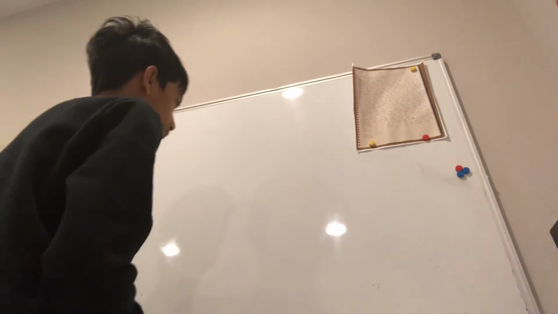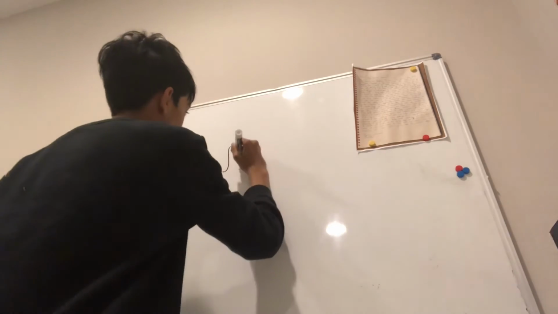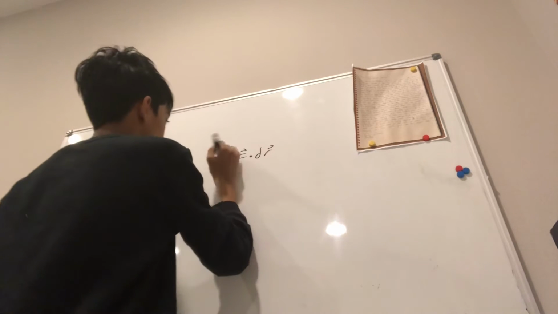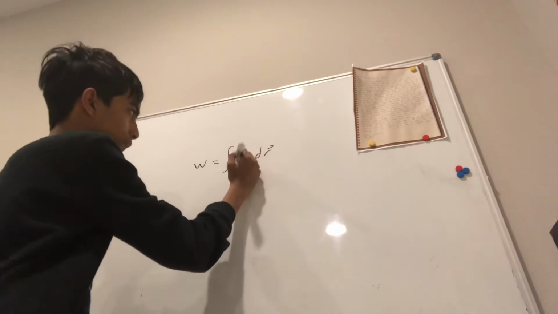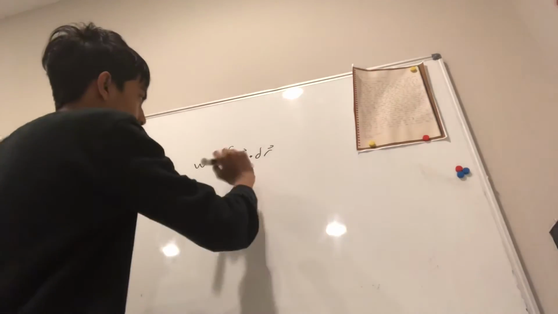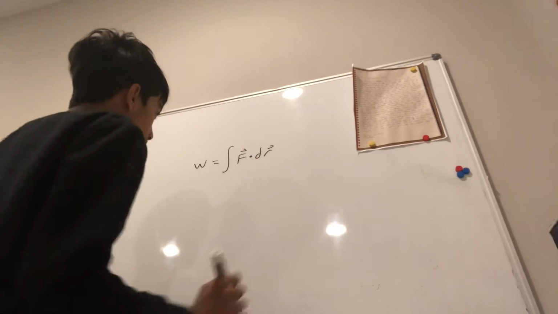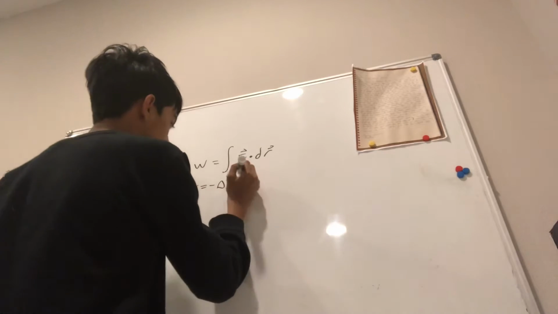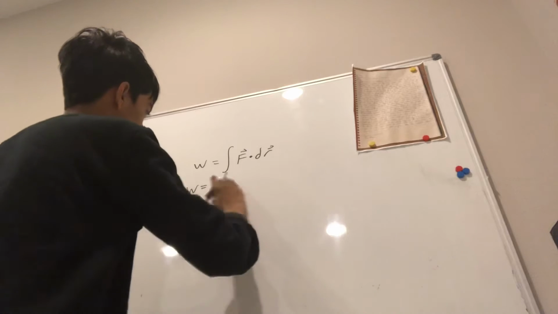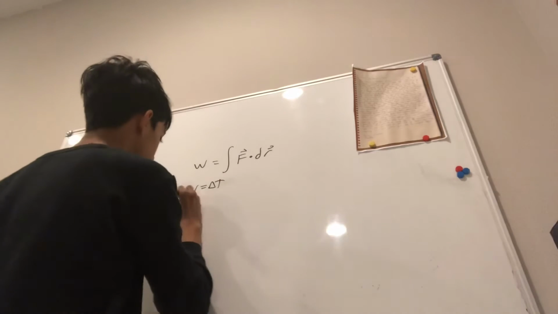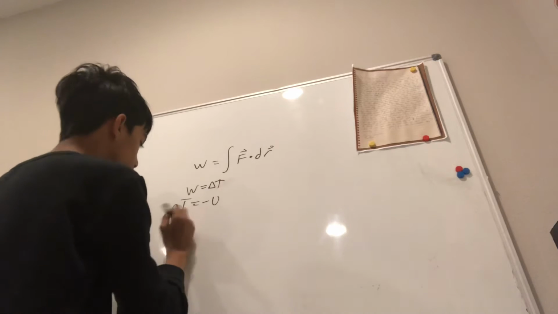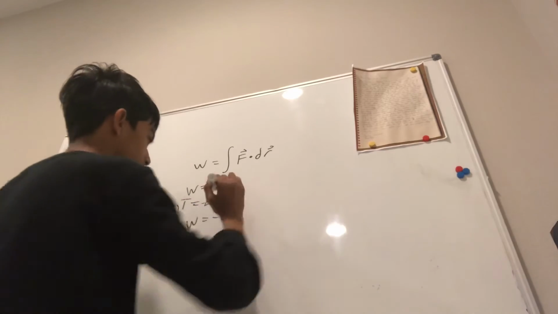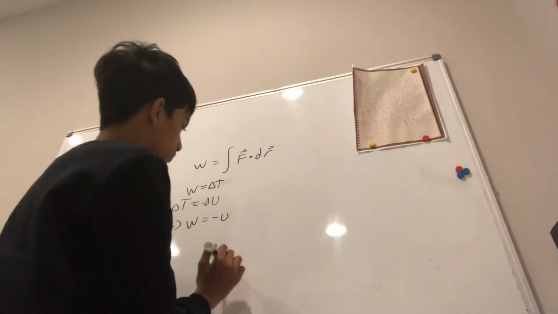We can also write the force. If you've learned some multivariable calculus, the integral of F vector dot dr vector is equal to the work. Because this dot product signifies that F dot dr is a scalar. And we know from the work-kinetic energy theorem that W is equal to delta T. And delta T is equal to negative delta U. Meaning overall that W is equal to negative delta U.